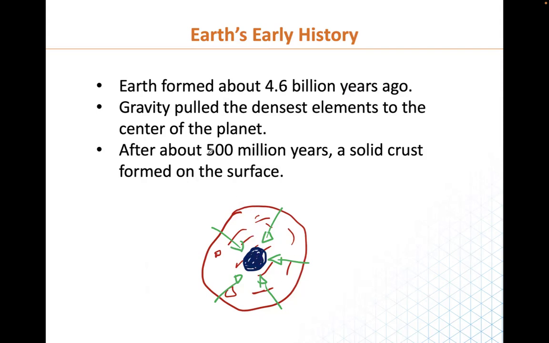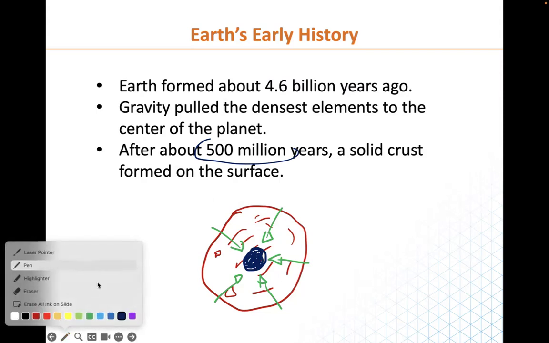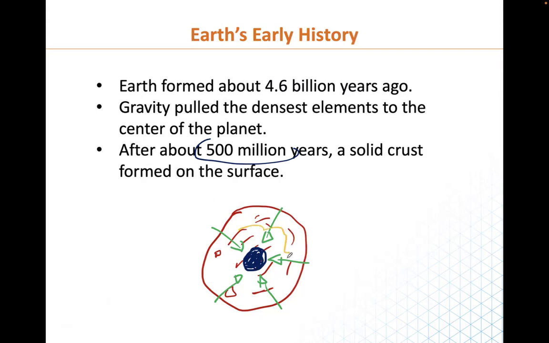After about 500 million years, a solid crust formed on the surface. So after almost 500 million years, we had a solid crust on the surface, formed over the dense part of it.